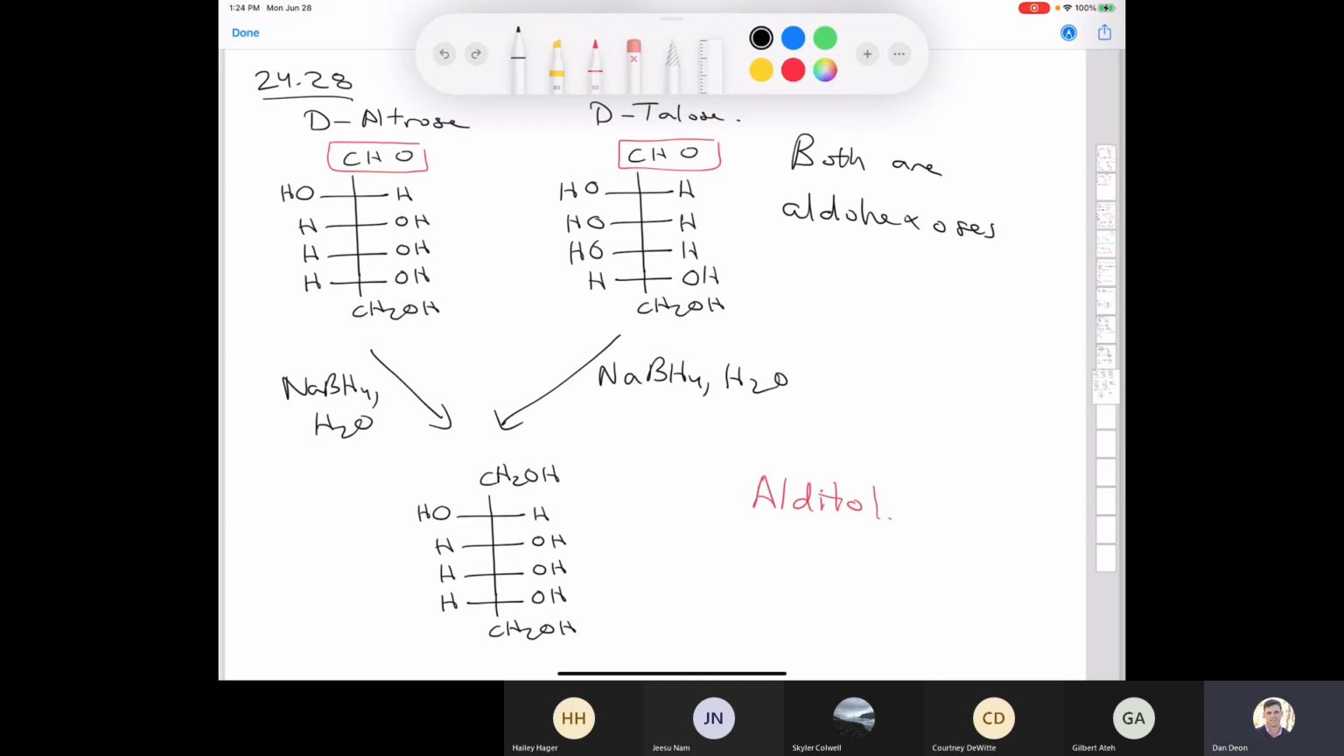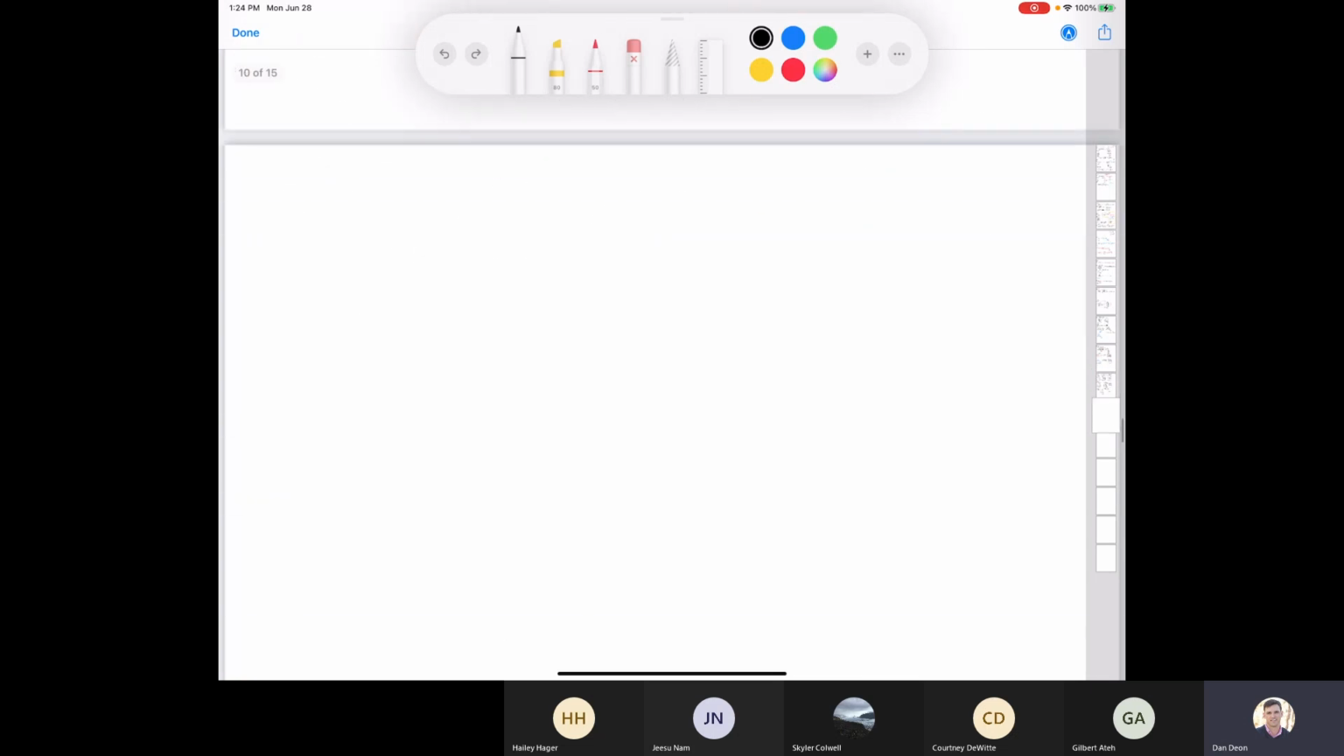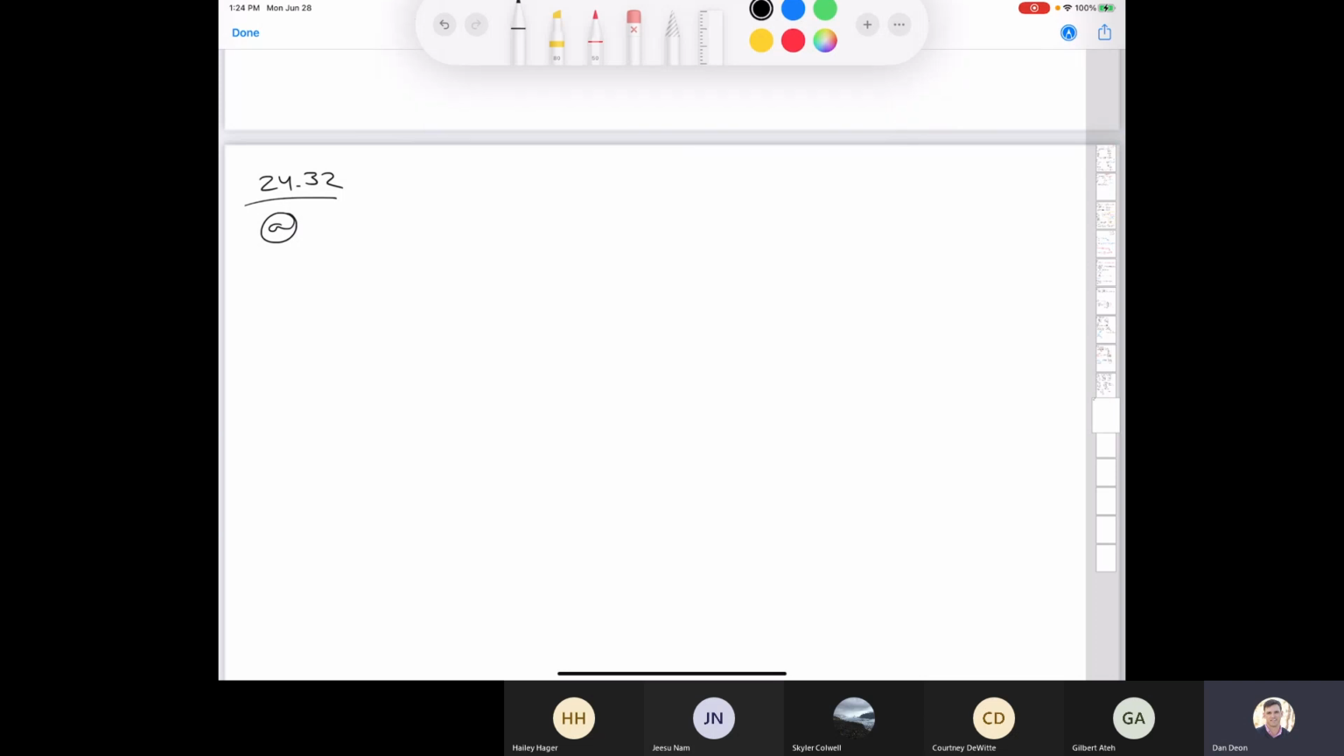This one I think we did already. Just looking at all the problems I tried here. Let's try 24.32. It says, draw and name the product obtained when each of the following compounds is treated with aqueous bromine at a pH of 6. So let's just try one. We're going to do A. So it says, what does it say? When each of the following compounds is treated with aqueous bromine at a pH of 6.